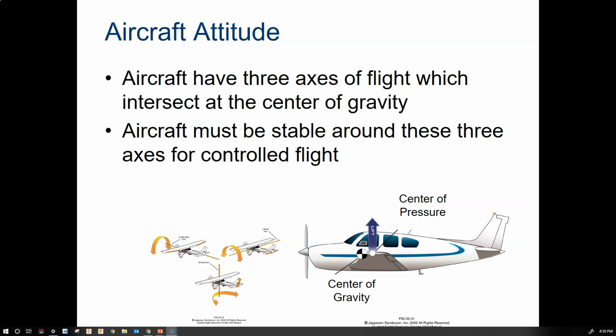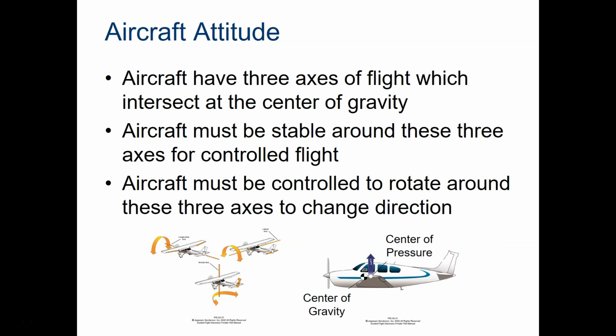Notice that the center of pressure, which is directly behind the center of gravity, is where the lift force is moving through, and the center of gravity is what we would rotate about when we are trying to maneuver our airplane with our control surfaces to help keep it stable. And if we want to change direction, then the aircraft has to be controlled, and we have to rotate about those three axes that are moving through that center of gravity.